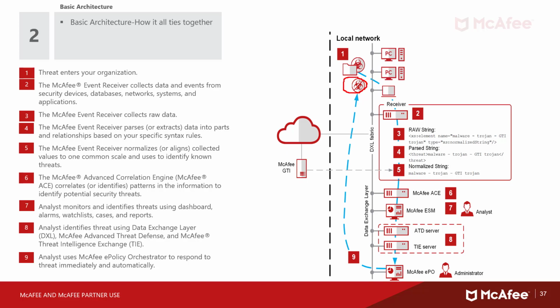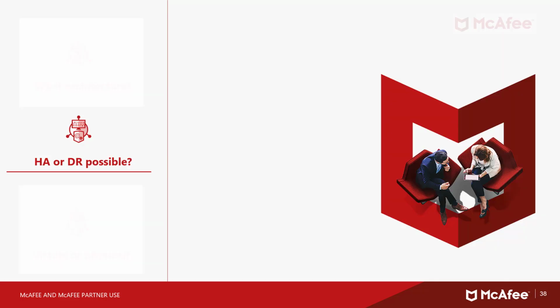Inside of ESM, they can create a case, and the ePO administrator at that point can create a policy that will block future executions of that particular file. If a system tries to launch it again, it will already have the reputation to say that that is a known bad executable and won't be allowed to launch. So with that, let's move on to our next section.